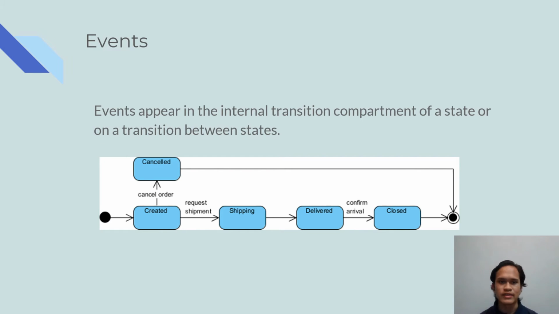Okay, and then events. Events appear in the internal transition compartment of a state or on a transition between states. As you can see here, in the state created, as the event request shipment occurs, the state moves from created to shipping.